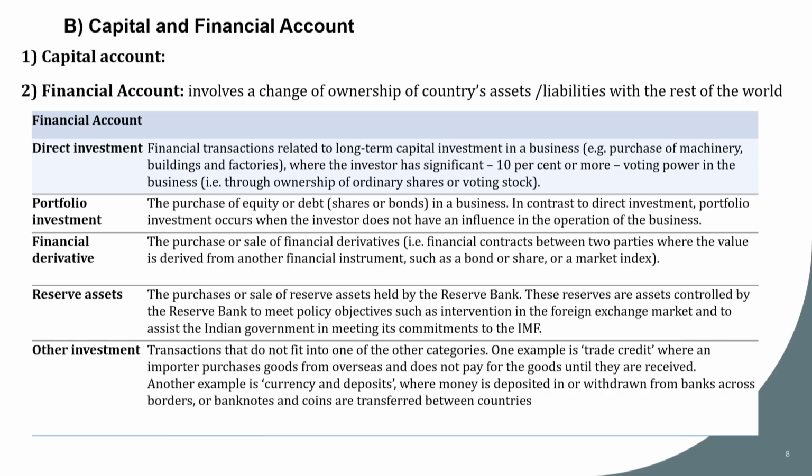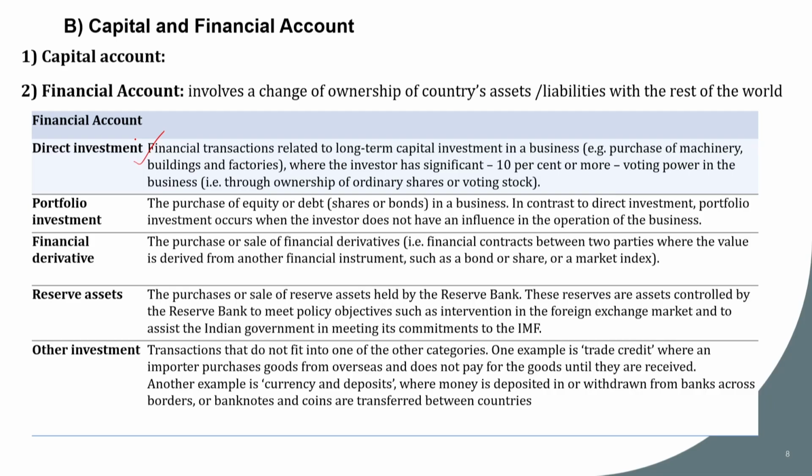The main component in the financial account is direct investment. Direct investment means financial transactions related to long-term capital investment in a business. I have given some examples here: purchase of machinery, buildings or factories. We call it direct investment or foreign direct investment. In short, you might have heard that FDI means foreign direct investment, and it is recorded in the financial account under the direct investment heading.